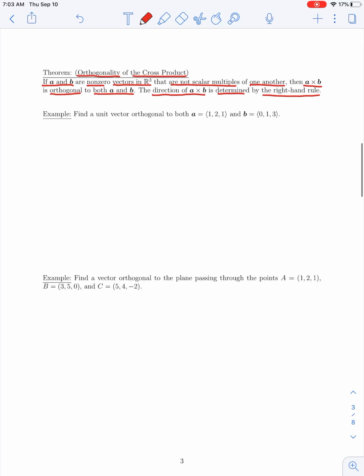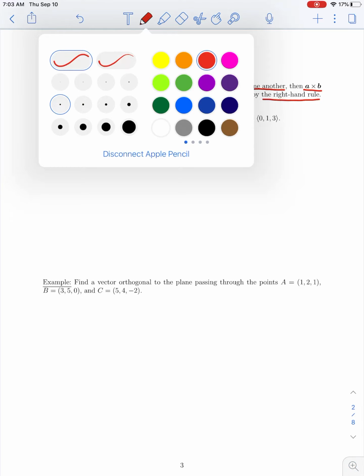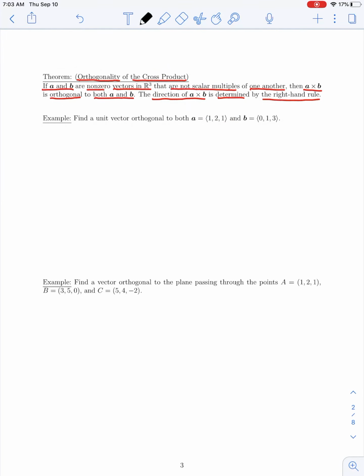So let's visualize this, a little scratch work up here. This theorem says that the cross product of two vectors, as long as they are not parallel to one another, is a vector which is orthogonal to both A and B. So let's think about the representation or the visualization of this theorem.